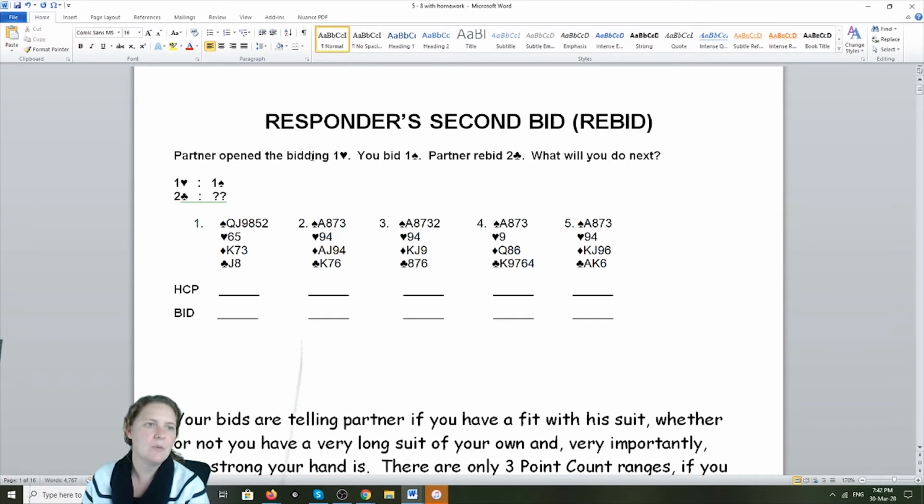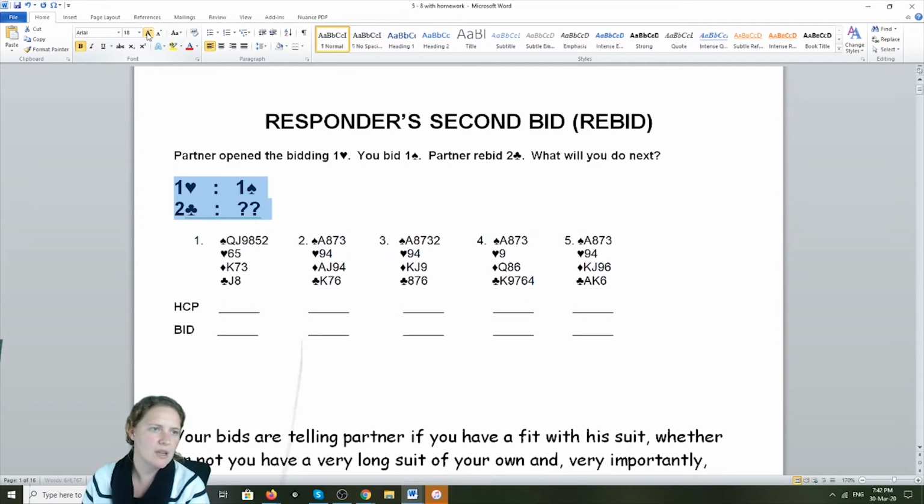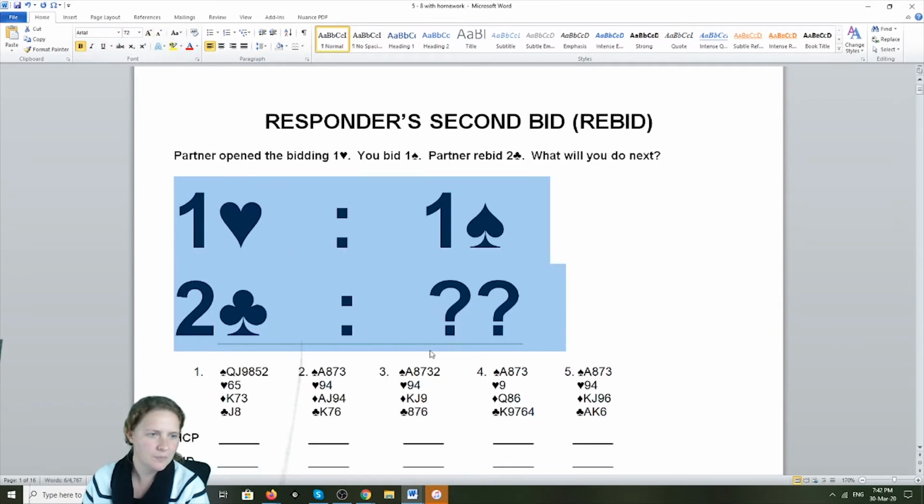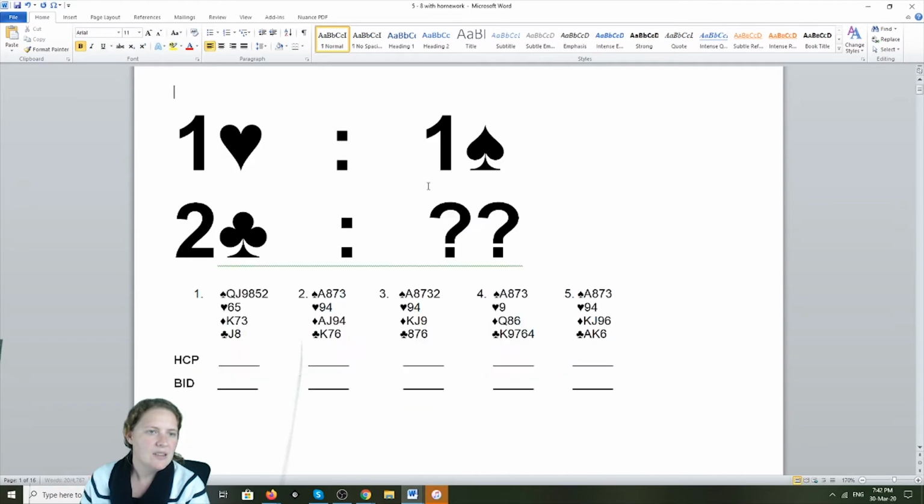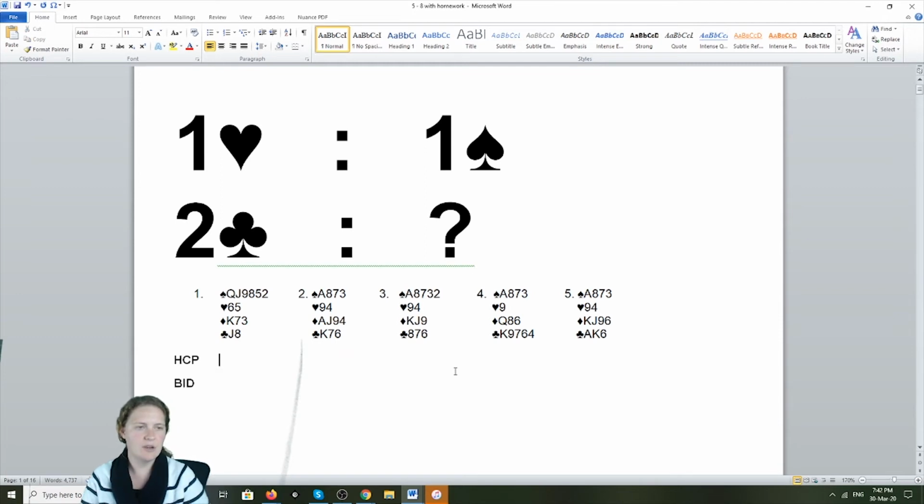Partner opened the bidding with 1 heart. Here we've got their 1 heart bid. I'm going to make this really big so we know what's going on. And then you bid 1 spade. They said 2 clubs, and now we're looking at what we're going to bid with each of these particular hands. Let's go through and have a look at it.